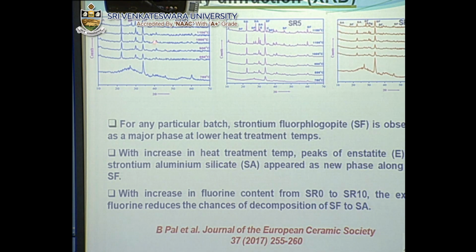Now when we varied the fluoride for any particular batch, strontium fluorphlogite is observed as the major phase at lower heat treatment temperature, but with increasing temperature, the peaks of enstatite and strontium aluminum silicate appear as new phases along with strontium fluorphlogite. And increasing the fluorine reduces the chances of decomposition of strontium fluorphlogite to strontium aluminum silicate.